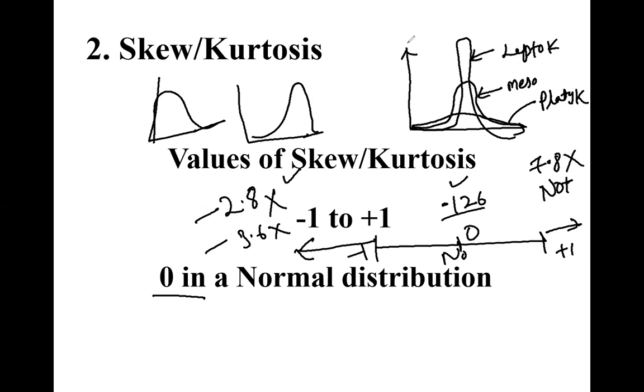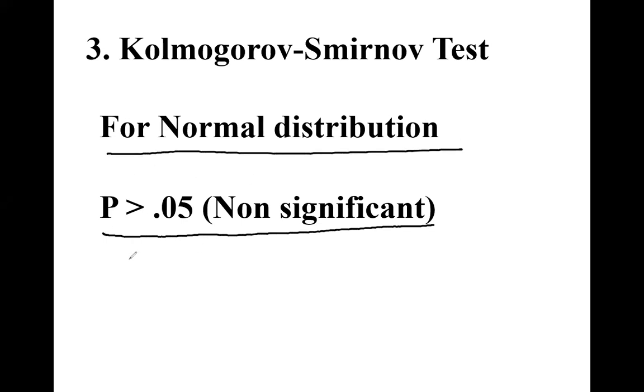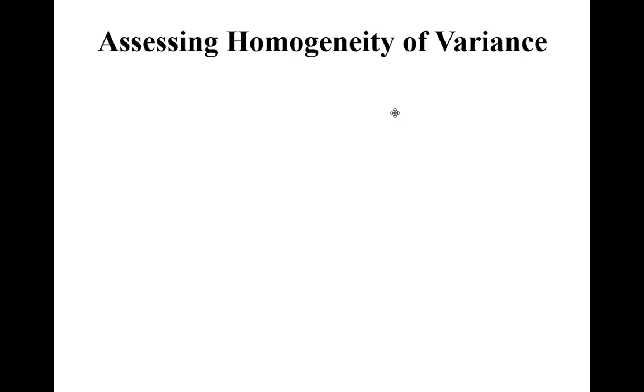Okay. And the third most effective method, which we report in our results, is the KS test. Generally we report the result of the KS test in our research paper or thesis. Here the p value should be greater than 0.05. It should be non-significant. We should keep in mind that, only for assumption purposes, we need the p value to be greater than 0.05.